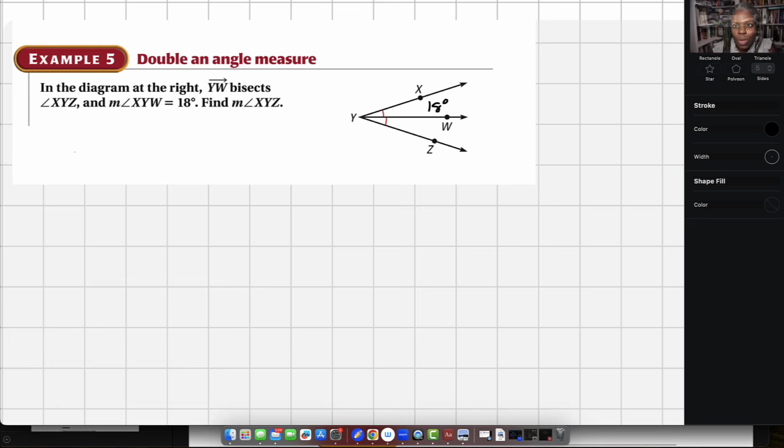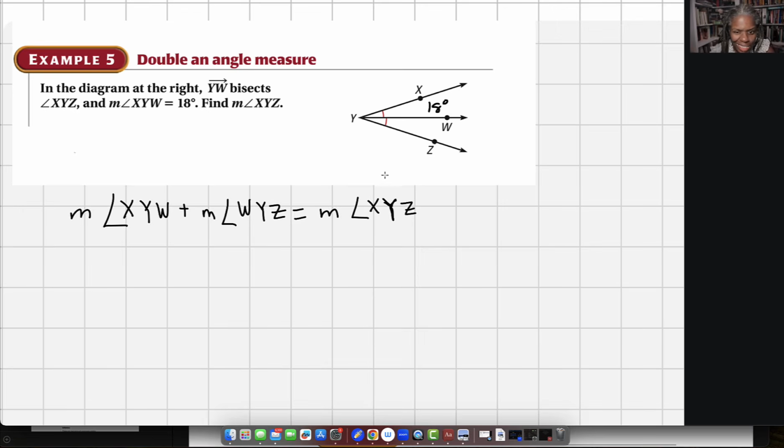So let's go ahead and use our angle addition postulate. So the case is that we've got these angles that add up. Smaller angle plus the other smaller angle that's adjacent to it or side by side has to add up to the sum of the larger angle. That's what we've written here.